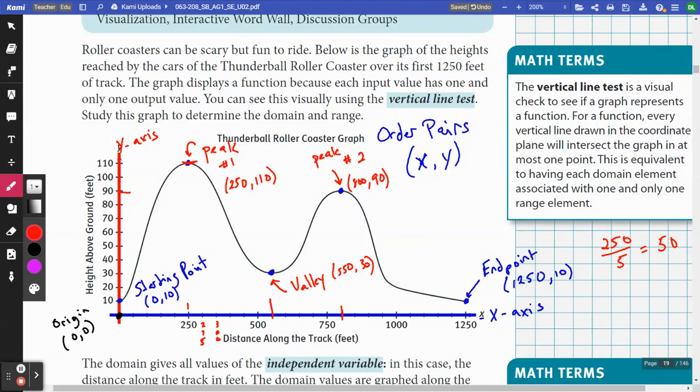Nothing else really for me to identify. Now, here's the thing. Whenever I do this graph, I'm not writing this stuff down every time, but when I look at the graph, this is what I see. I may not write it down, but this is what I'm noticing. Where does it start? Where does it end? Does it have any peaks? Does it have any valleys? Does it cross the x-axis?